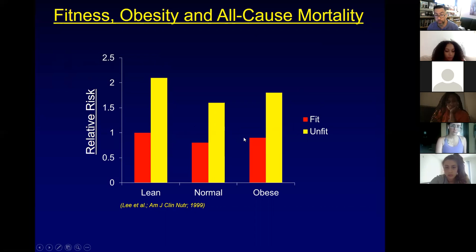So much, much better in many ways to be fit and obese than to be normal weight or lean and sedentary. Okay. So this idea that fitness in many ways can counteract a lot of the negative side effects of obesity. We have a lot of data on all of that. And so you need to get people moving and exercising regardless of whether they're going to lose weight or not.